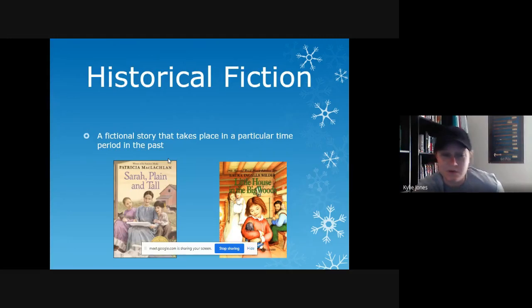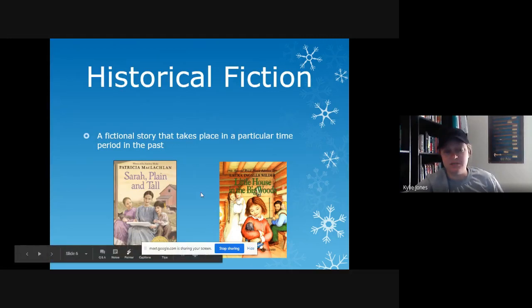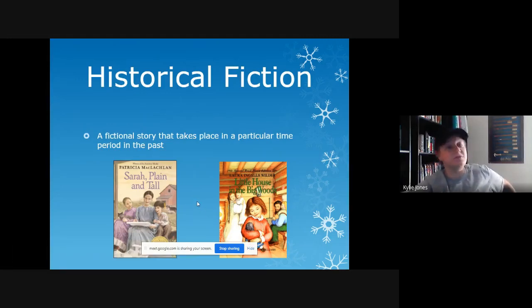The next one is historical fiction. This one is a fictional story that takes place in a particular time period, usually in the past because it's history. So Sarah, Plain and Tall is historical fiction. Little House in the Big Woods is historical fiction. A lot of you guys read the I Survived books. Those are historical fiction because it's historical events like the Titanic sinking. What else do they do? World War II type of things and stuff like that. It's all historical, but it's made up events that portray the real history behind things.